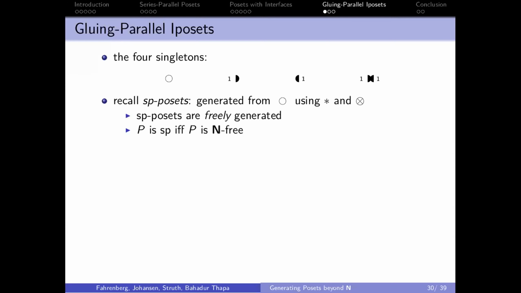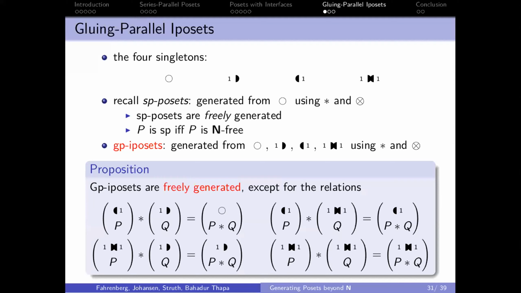Recall that SP posets are generated from the first of those singletons using serial and parallel composition, that they are freely generated as a result, and that a poset is SP if and only if it does not contain an N as an induced subposet. Now, gluing parallel iposets are generated, as I said, from the 4 singletons, and the first result is that this generation is almost free. They are freely generated except for the relations which you see here.